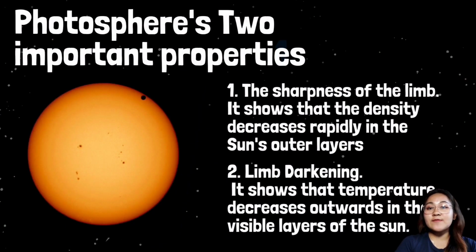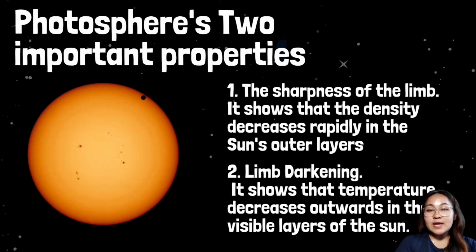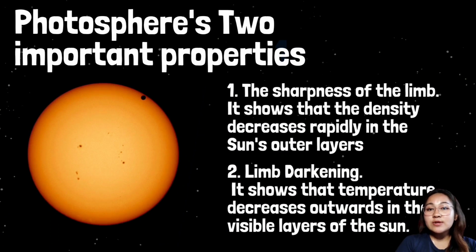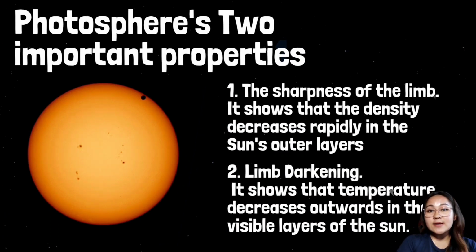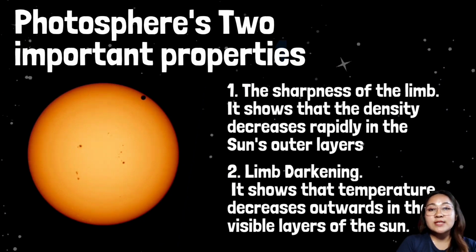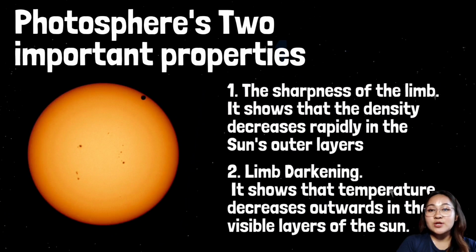The photosphere has 2 important properties. First is the sharpness of its edge or its limb. The sharp edge of the solar disk shows that the density decreases rapidly in the Sun's outer layer. Second is the limb darkening. Limb darkening is when we look at the Sun, we would see the center is much brighter than its edge or its limb.